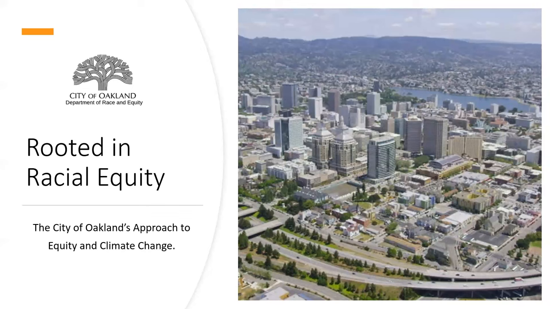So our department was the first in the country. There are now many other departments of race and equity around the country, but Oakland was the first. And we came to Oakland with the idea of really, truly changing the city as an institution that centers racial equity and serves those who are most impacted by racial disparities. We've done a lot of framework building around some core goals, and I'm gonna talk to you about this. So next slide, please.